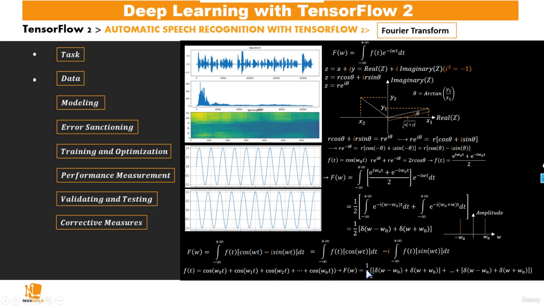Then the Fourier transform of this is a half of the Dirac of omega minus omega 0 plus Dirac of omega plus omega 0, up to Dirac of omega minus omega n plus Dirac of omega plus omega n. Now we could see clearly from this that this Fourier transform is similar to what we had here. For omega 0, if we have omega 0 at this point, then omega 1 will follow, then omega 2, and right up to omega n.